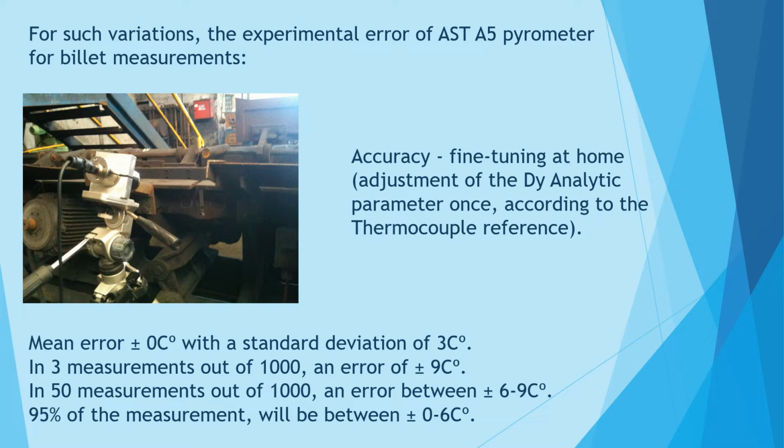In 3 measurements out of 1000, an error of plus minus 9 degrees Celsius. In 50 measurements out of 1000, an error between plus minus 6 to 9 degrees Celsius. 95% of the measurements will be between plus minus 0 to 6 degrees Celsius.